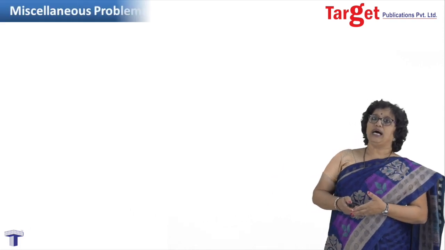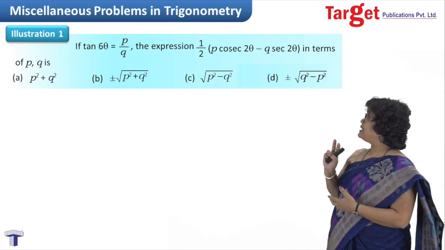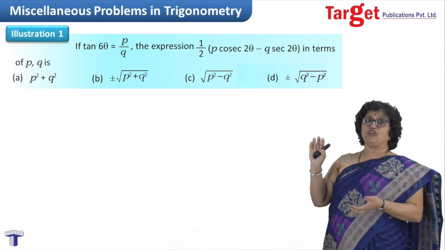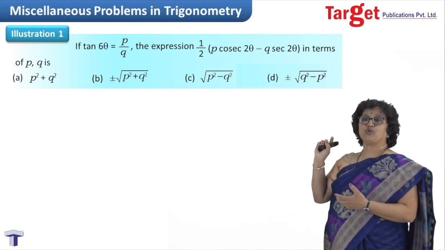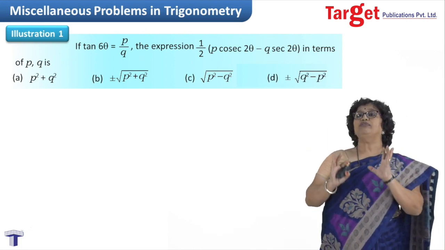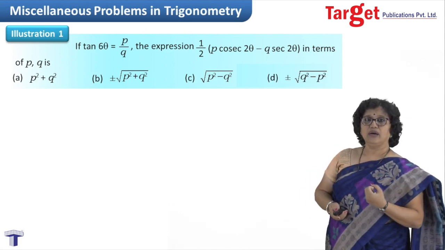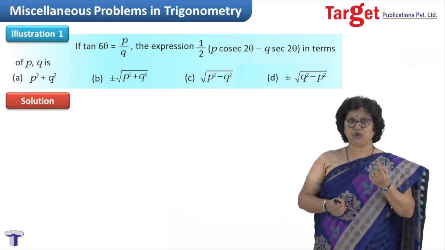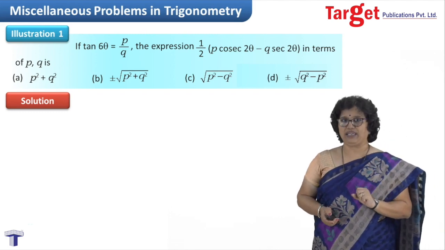So I start with the first question: if tan 6 theta equals p by q, then one expression is given in terms of p, q and theta, and that expression is half p times cosec 2 theta minus q sec 2 theta. We have to write its value in terms of p and q. When you read this question, what comes to your mind? That I am asked to eliminate theta. Also, tan 6 theta is given to be p by q.